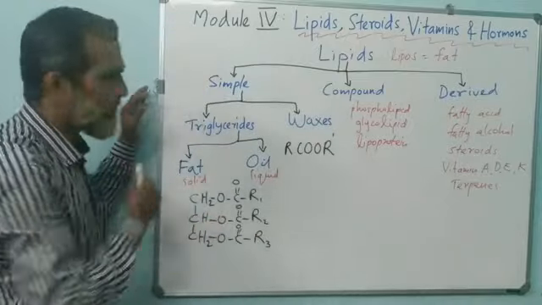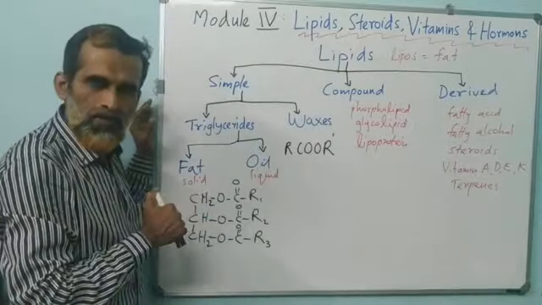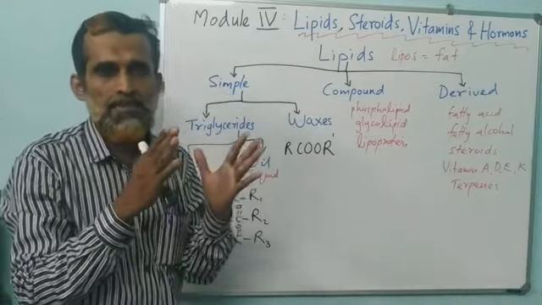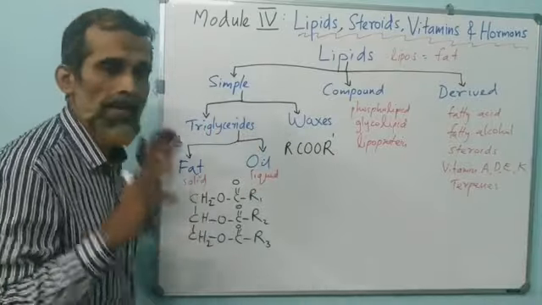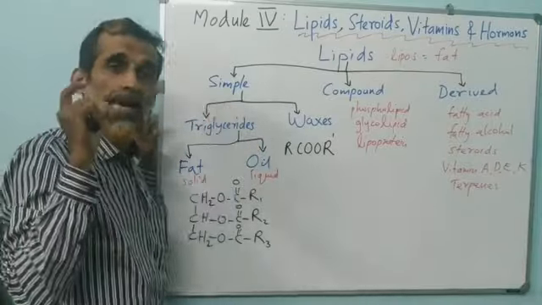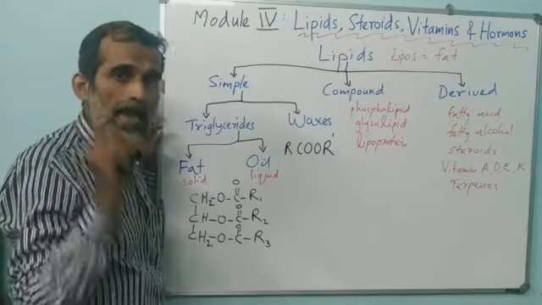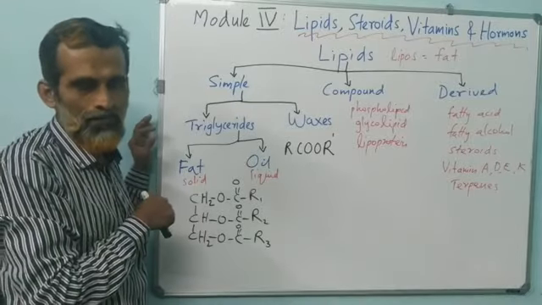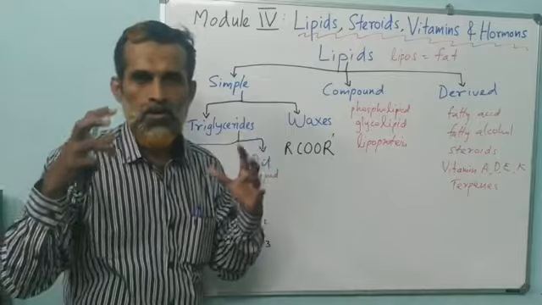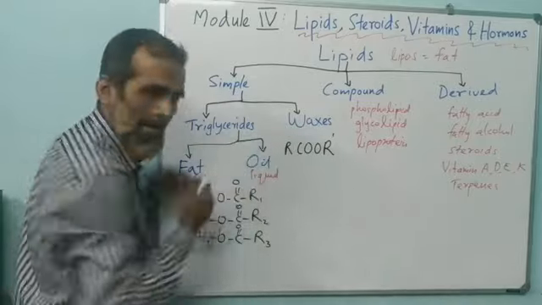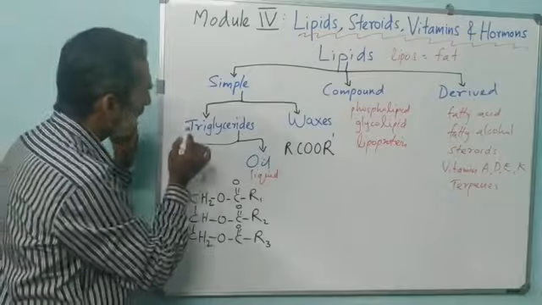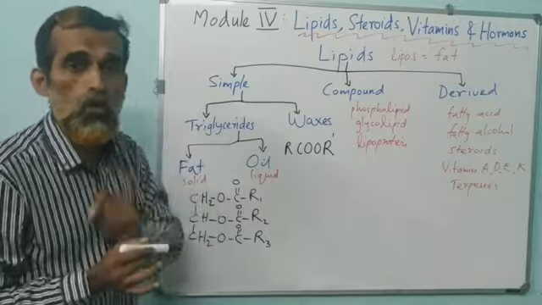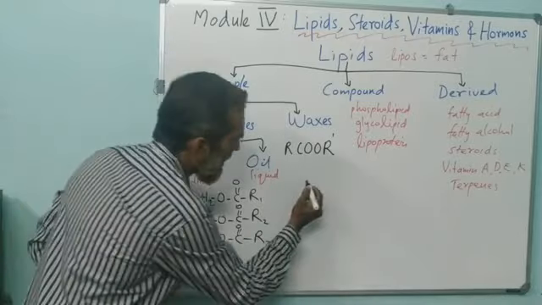Okay, so coming to the first one, simple lipid. This is made up of a carboxylic acid and an alcohol forming an ester. So simple lipids are esters of fatty acid, that means long chain carboxylic acid, with alcohol. You know ester is made up of carboxylic acid and alcohol. Now it is divided into 2 types. What is the difference here? In triglycerides, the alcohol part is glycerol. You know glycerol?